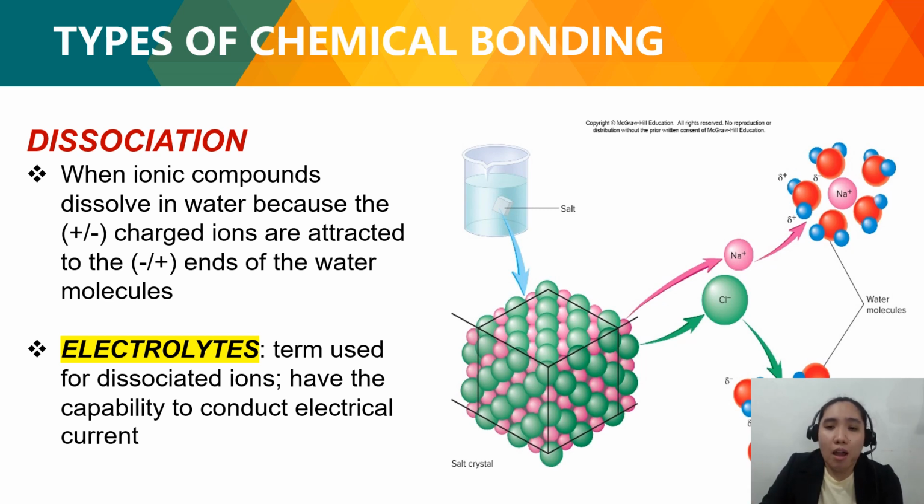So, we also have what you call the electrolytes. This is the term used for dissociated ions. They have the capability to conduct electrical current. So, di ba nga, ang salt with water, pwede siyang maging source of electricity because, again, yung mga ions ng water, they can be positively or negatively charged. Okay?